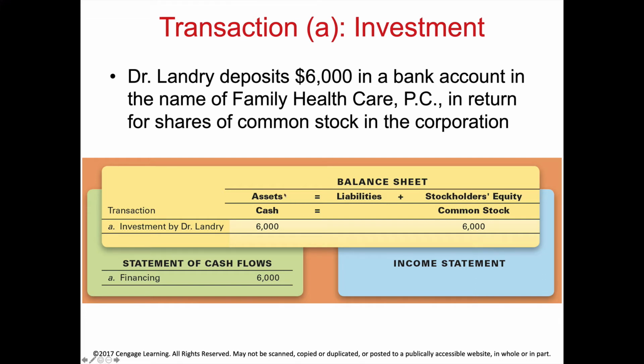We have here our balance sheet format for recording the transaction. Our cash increases because we put money in the bank, and we balance that out by issuing common stock, and our assets equal our liabilities and equity. Now, in the cash flow statement, we separate out our cash flows into three general categories: financing activities, investing activities, and operating activities.